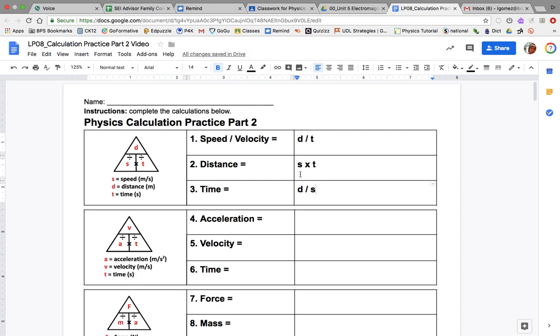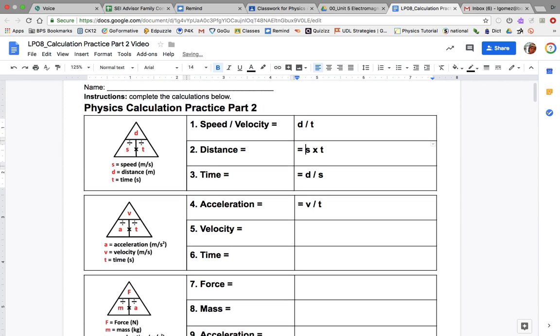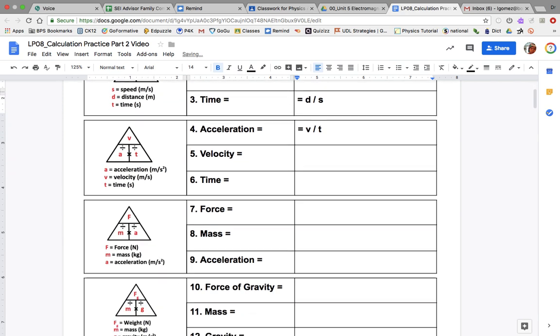Let's go on to the next one. If I want acceleration, this is equal to velocity divided by time. Go ahead and put the equal signs on these. If I want velocity, I'm going to do acceleration multiplied by time. And if I want time, I have to do velocity divided by acceleration.